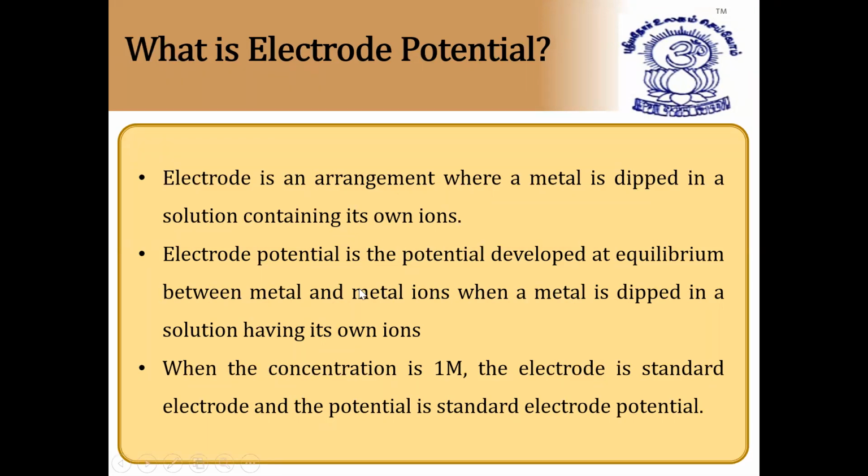So when you dip a metal, for example, as I told you, when a copper rod is dipped in copper sulfate solution, what happens? Copper ions will start migrating. It ionizes and forms copper ions, and due to the movement of these copper ions, current is developed. As the current is produced, a potential difference is developed across the ends. This is called electrode potential. It is the potential developed at equilibrium between metal and metal ions when a metal is dipped in a solution having its own ions.